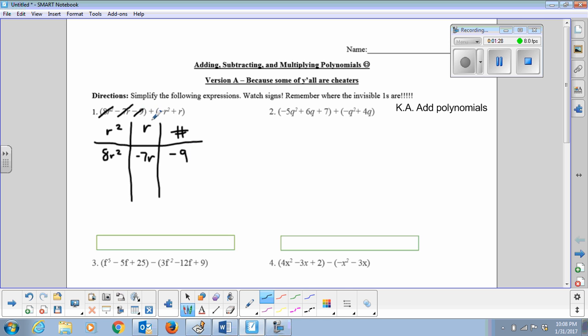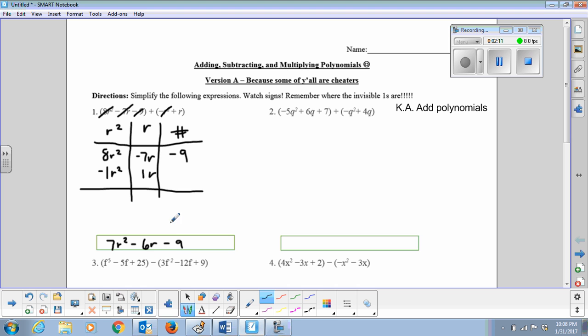Then looking at my second parentheses, we have negative r squared. So I'm going to write that as negative 1r squared. So that would be where one of my invisible ones are coming into play. And then we have plus r, so that's the same as positive 1r. So now we just need to add everything up. 8 plus negative 1 is 7, and that belongs with the group r squared. So make sure your variable is not in the exponent. It should be right next to that 7. Then for your r group, you have negative 7 plus 1, so that's the same as negative 6r. And then we have negative 9.